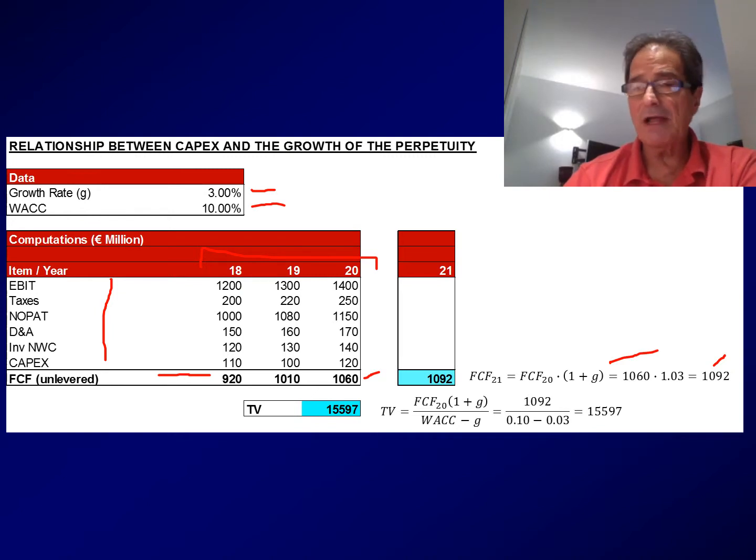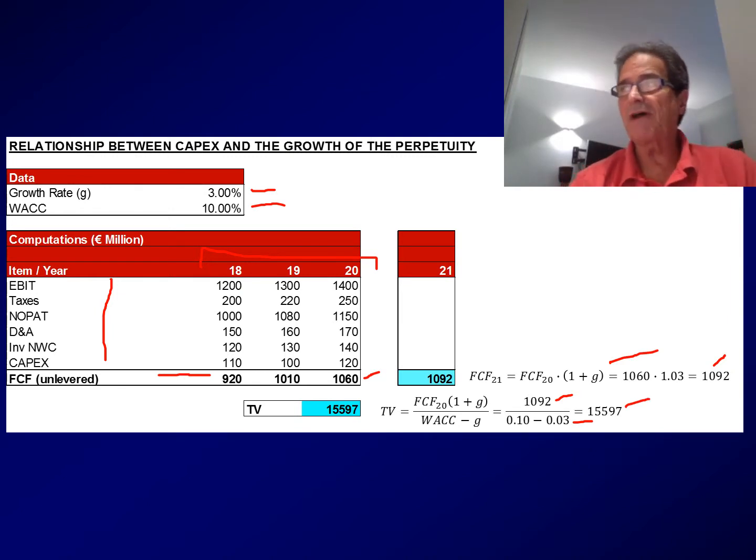And then the terminal value is calculated just by discounting this number, 1092, as a growing perpetuity, meaning that you have to divide by the WACC rate minus the growth rate, 10% minus 3%. And you obtain a final result of 15,597 for the terminal value of the perpetuity starting in year 21 with a growth rate of 3%. And that terminal value will be the value, the present value of this perpetuity in year 20.